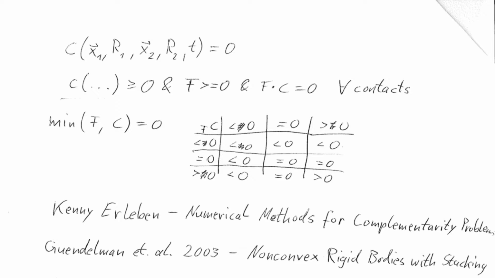Well, if both are smaller than 0, then also the minimum is smaller than 0. Well, I shouldn't have put an equal sign here, obviously. Okay. And if one of the two is smaller than 0, also the minimum is smaller than 0. Now, if both are greater than 0, then also the minimum is greater than 0. And if at least one of the two is equal to 0, then the minimum is 0. So this shows that this is equivalent.